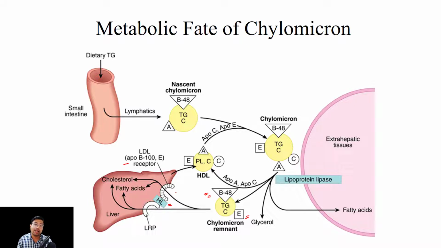This hepatic lipase is now much stronger in action, and it degrades the whole chylomicron remnant. It breaks down the TG into glycerol and fatty acid, and also the cholesterol that is in the core is released into the liver. Alright, so this completes the chylomicron metabolism, or the metabolic fate of chylomicron.